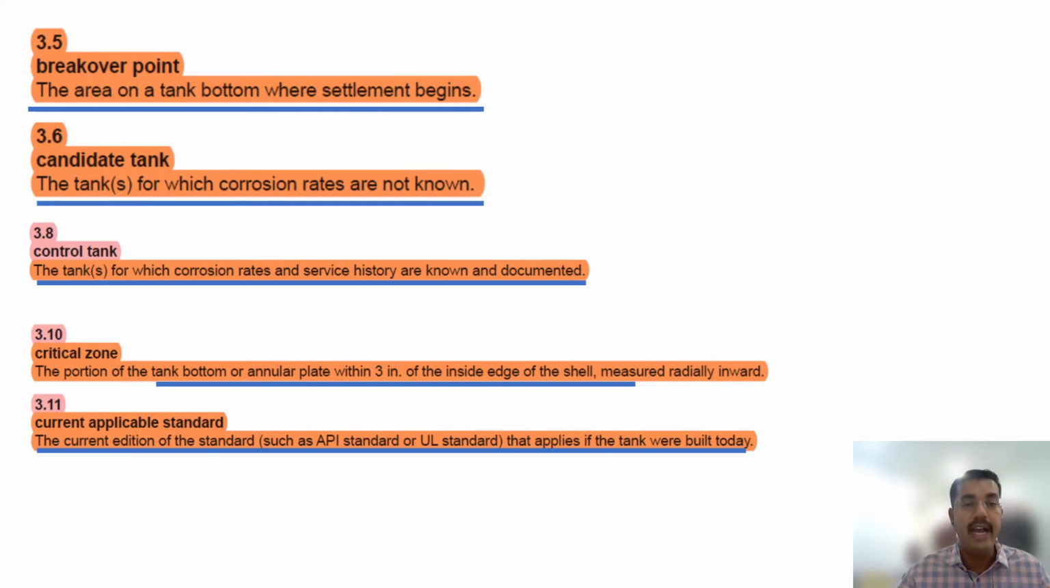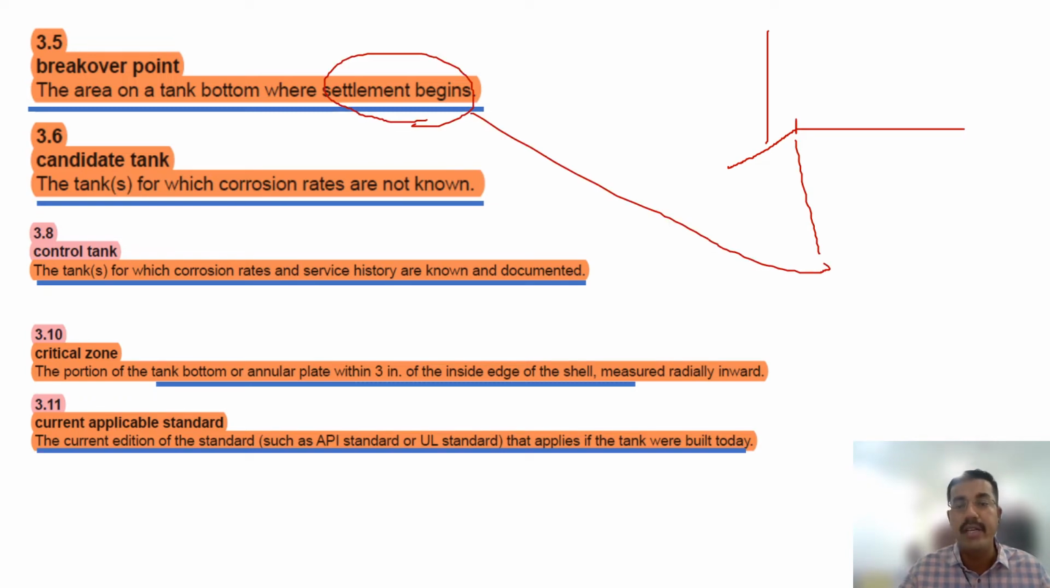Breakover point: the area on a tank bottom where settlement begins. Let's say this is my tank shell and this is my bottom plate. Let's say at this point the settlement happens, the settlement begins. So this point is called the breakover point. You have to remember this. This is a very important term. Usually they ask it in the questions.